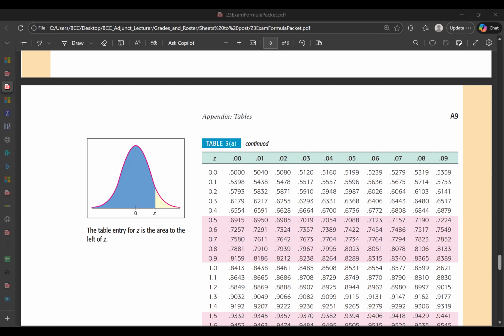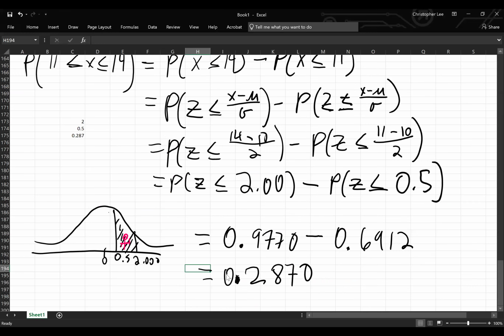Oh, shoot. I'm over here talking, and I didn't even realize I'm not showing you what I'm talking about. My fault. So I plugged in the numbers 2.0 and 0.5, looked it up, boom, right? So you just subtract the values, not the probabilities. That's what you subtract.